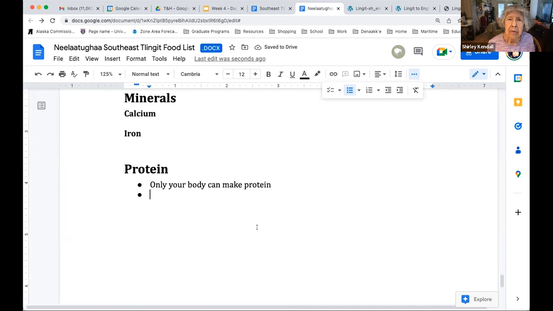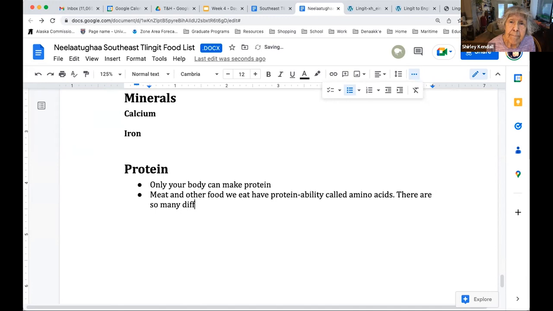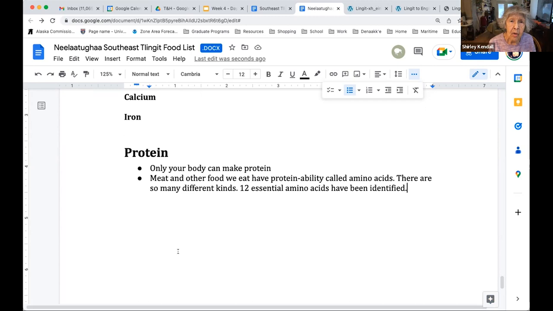The things that you eat that are like meat and the kind of foods that we talked about, all of them has protein ability. There's what's called amino acids, and there are so many different kinds, but they have identified 12, what they call 12 essential amino acids. And the way I think about it is, I don't really know how the body works on it, but if it's like a comb with a handle and the teeth sticking down, are they amino acids? You have to have 12 of them.